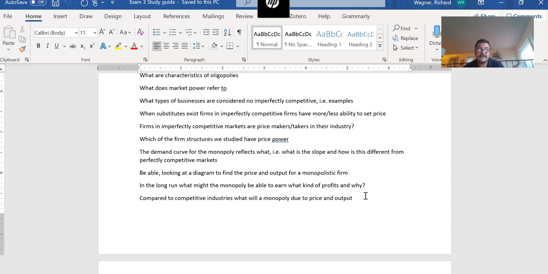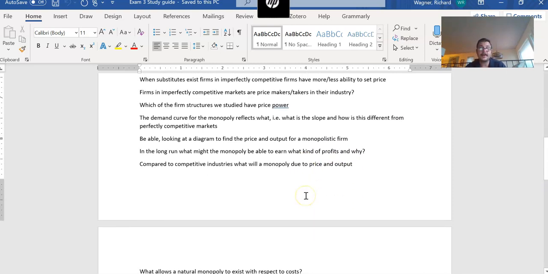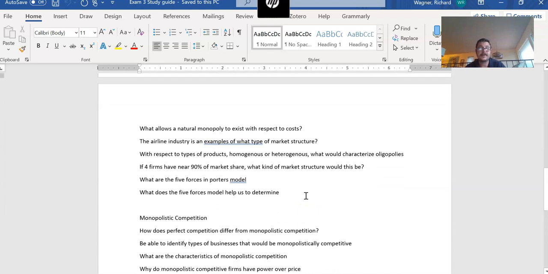Compared to competitive industries, what will a monopoly do to price and output? Got some typos there. They will charge a higher price and they will restrict output. That's what they're going to do compared to perfect competition.